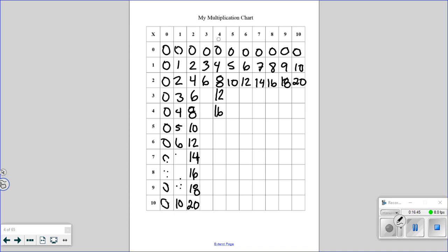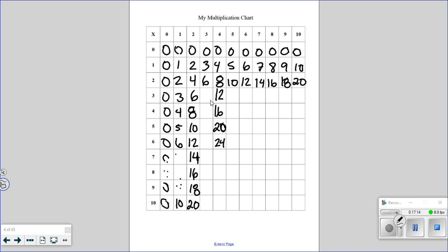Alright. 4 groups of 5. What's 2 groups of 5? 10. So double it again to get 4 groups of 5. 20. Ooh, we went from 10 to 20. Very good. Alright, Cole. 4 groups of 6. What's 2 groups of 6? 12. Double it again to get 4 groups. Beautiful.